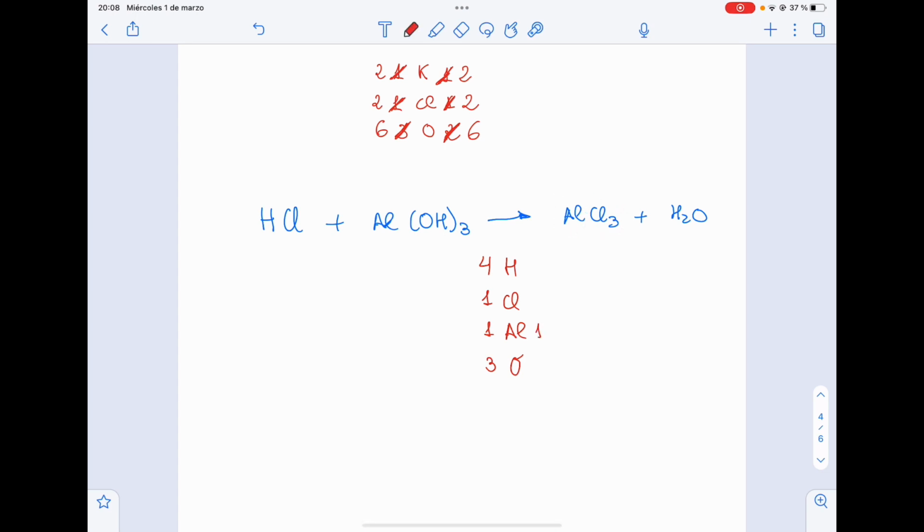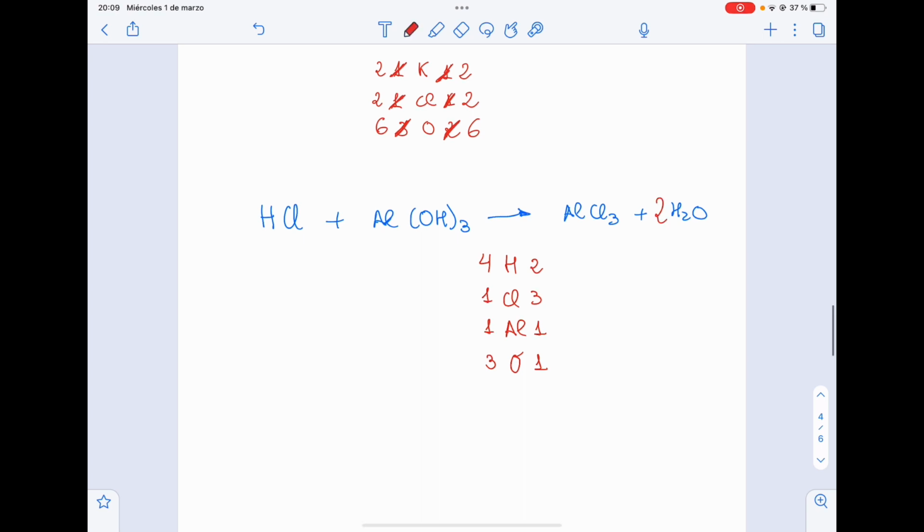Okay, so 1 aluminium, 3 chlorums, 2 hydrogens, and only 1 oxygen. So this one is a little bit more tricky, okay, because I have like 4 elements, and you see that only the aluminium is balanced, so I'm going to have to change a lot of things, okay? So maybe I can start by trying what happens if I put a number 2 in here.